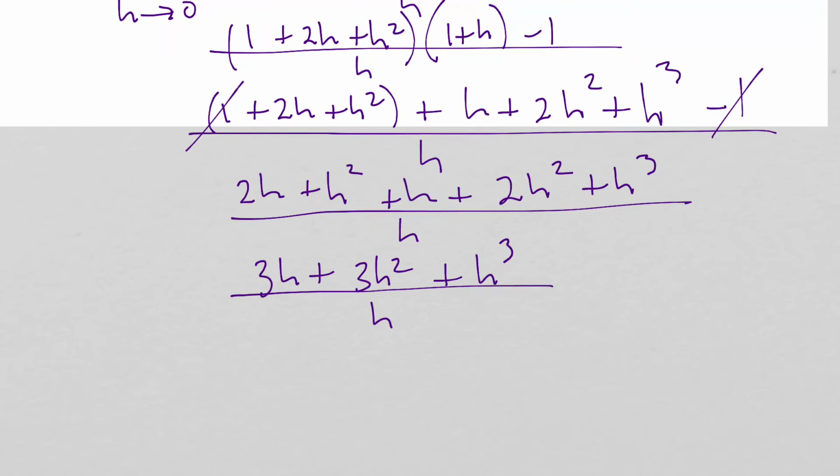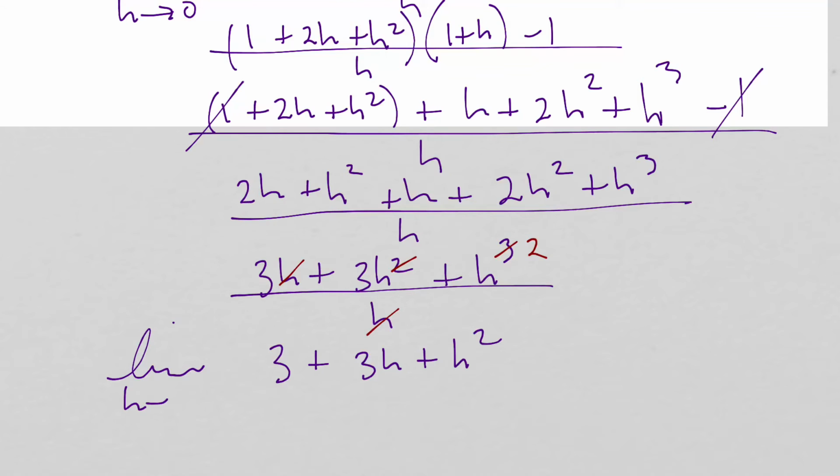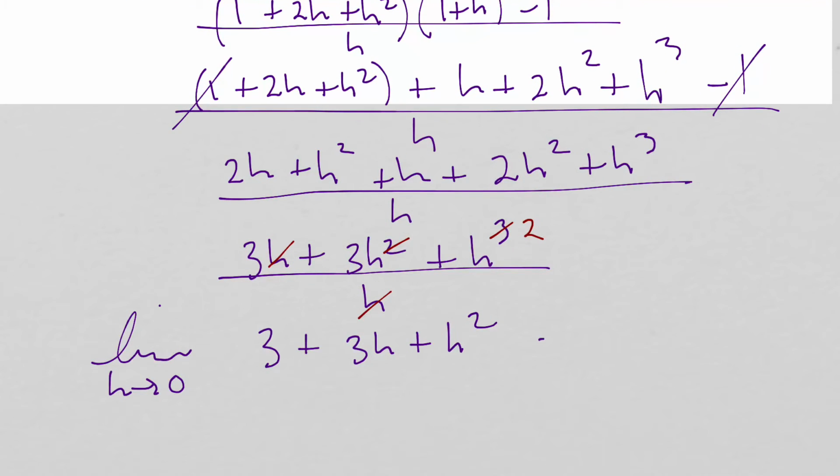Right, now you can cancel if you have an h in every term. So that one will cancel, and we'll have 2 left here. So we're left with 3 plus 3h plus h squared, and we're taking the limit as h approaches 0 of that polynomial. So we can evaluate it by just substituting 0 for h, so I'll get 3. So this is the slope of the tangent line, 3.